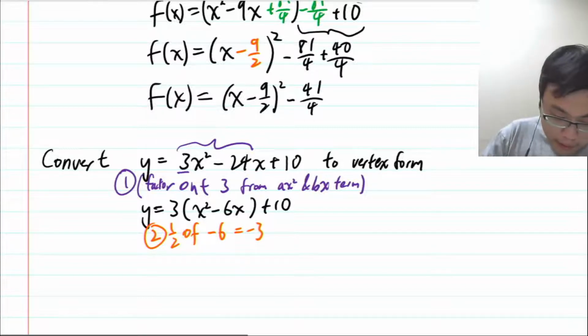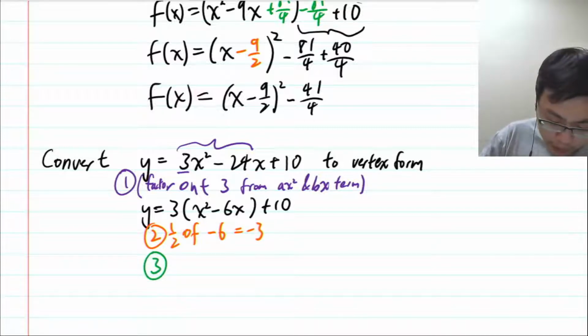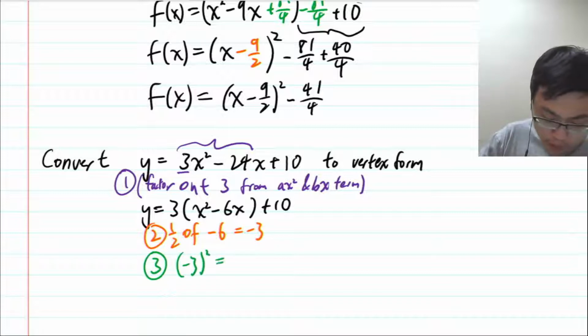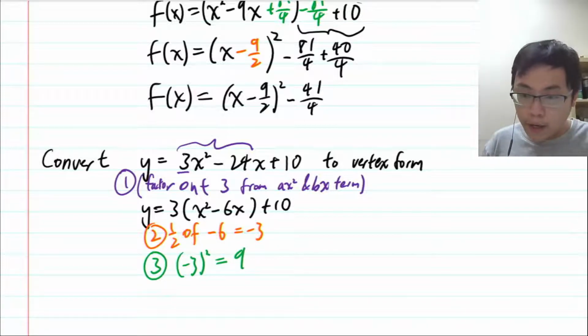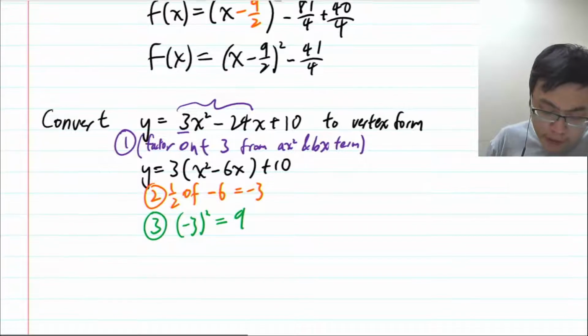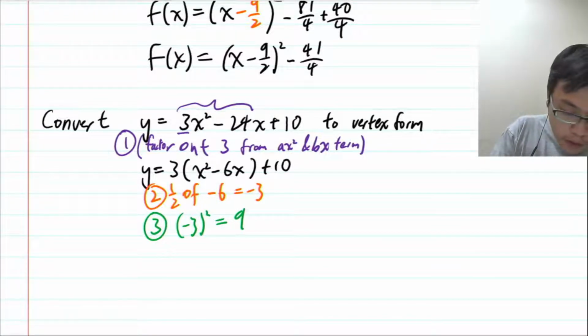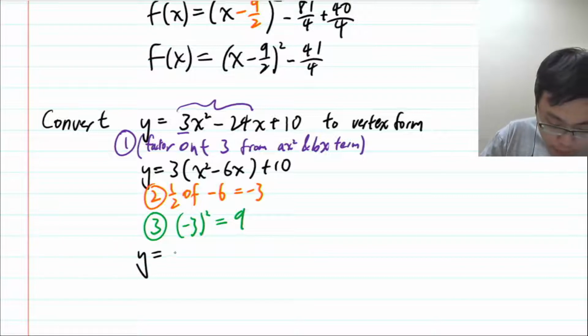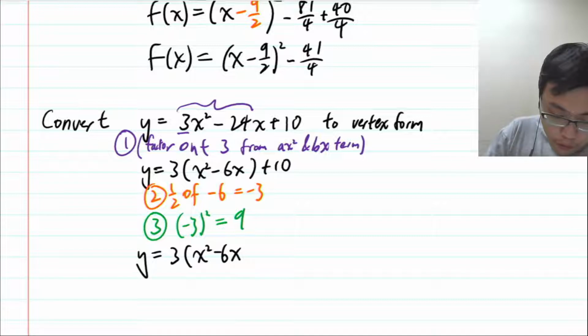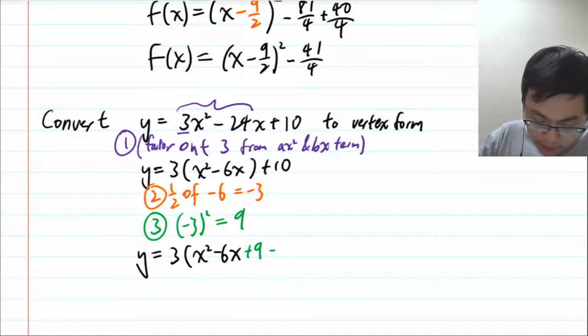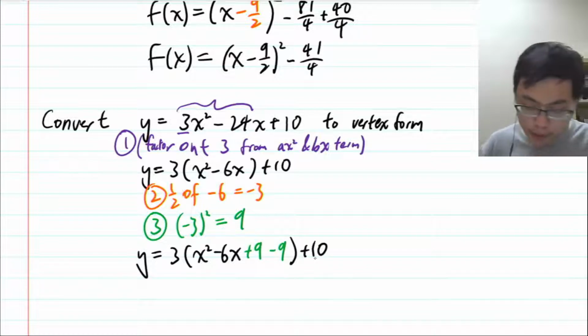And then the third step now is we're going to square it. Negative 3 squared is going to give me 9. And so this, we're going to add into the bracket and subtract the same thing in the bracket again. So let us go ahead and rewrite this. y equals 3 bracket of x squared minus 6x. We're going to add 9 and subtract 9. And then we're going to close the bracket, and then the plus 10 stays outside.